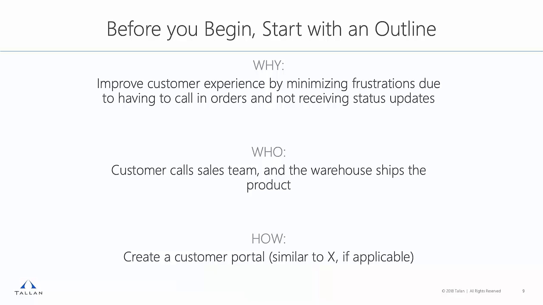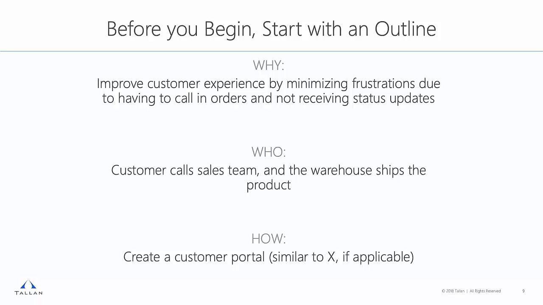Whenever we start with these projects, we really work with teams to make sure that they have at least an outline. You can think of these as the prerequisites. The idea here is the why, the who, and the how you're thinking about this. So on the why side, in this case for Dunder Mifflin, they want to improve their customer experience by minimizing frustrations from having to call in orders and not receiving updates.